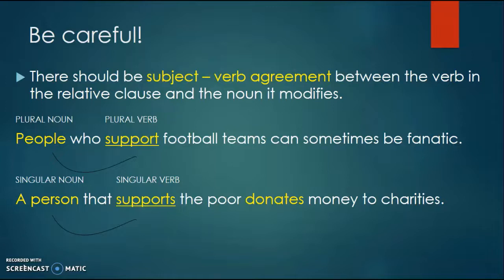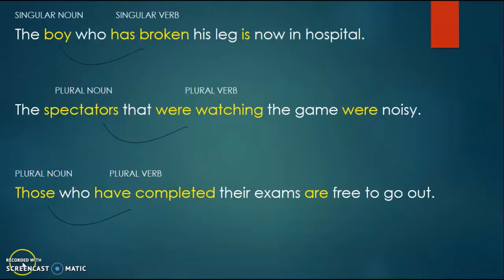Now, in the first example, let's see what happens. People who support football teams can sometimes be fanatic. As you can see, people is a plural subject, so the following verb doesn't have the suffix s. Now look at the second one. A person that supports the poor donates money to charities. In this one, a person is a singular subject, so we add suffix s in simple present for third person singular. The same rule applies to the examples in this slide.